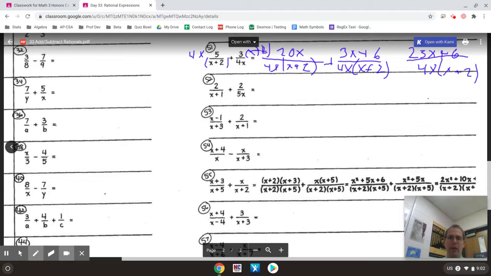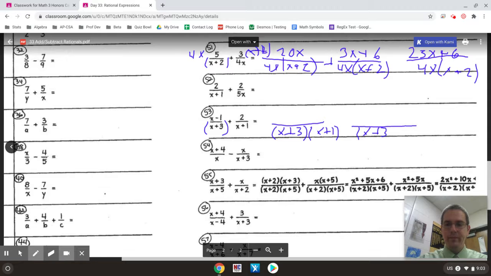We're going to go ahead and skip down, and I hope you can do 52 by yourself. It's a lot like 51. We'll try 53 together. On number 53, my first denominator has a factor of x plus 3. My second denominator has a factor of x plus 1. So I'm going to have an x plus 3 and an x plus 1 for both of my denominators.